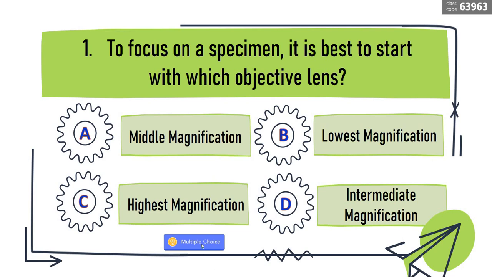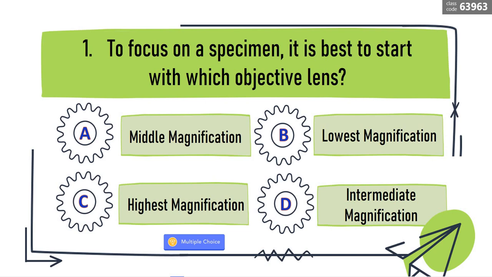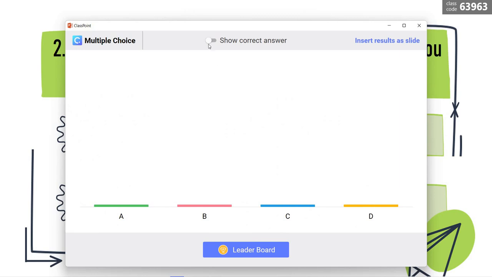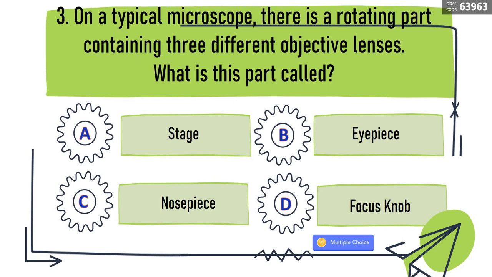What is the answer? The correct answer is letter B. Place it in the lowest magnification. Okay, let's proceed with number two question. Okay, time is up. Let's see. What is the correct answer? The correct answer is letter C, microscope. Very good. Let's proceed with question number three.